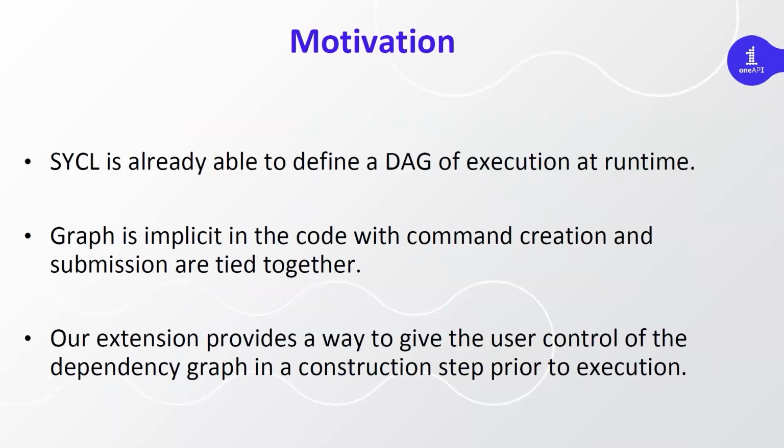So SYCL is already able to define a graph of execution. A command group defines a set of requisites which must be satisfied in order for a kernel function to run. These requisites form the edges, the kernel functions the nodes, in a directed acyclic graph. But in the core SYCL execution model, this graph is implicit in the runtime as command creation and execution are tied together. What our extension does is it separates command creation from execution by giving the user explicit control of this dependency graph so they can define it and then submit it for execution separately.